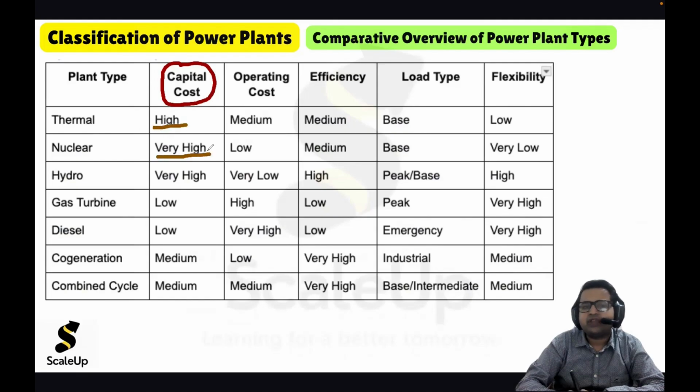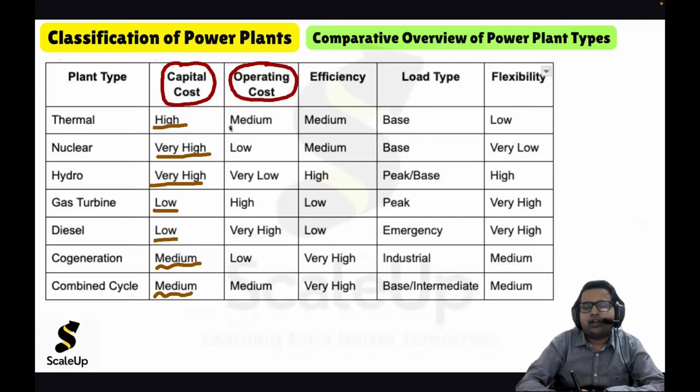For nuclear, it is very high. For hydro, it is very high. For gas turbine, it is low. For diesel, it is low. For cogeneration, it is medium. And for combined cycle, it is medium. If we talk about operating cost, capital cost means one-time setup cost. Operating cost means running cost.